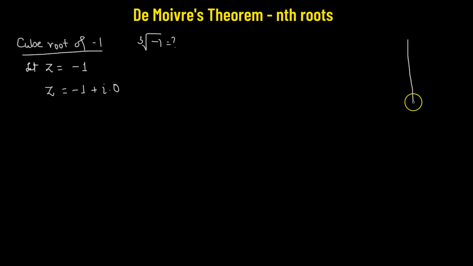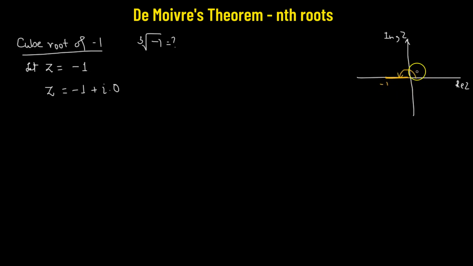Now if we consider our Argand diagram, so here we have our x-axis, which represents the real part of a complex number z, and y-axis represents the imaginary part of a complex number z. Now clearly we see that z equals to -1 means we have only a complex number lying on the real axis. So this is the value for our complex number. And what is the argument?